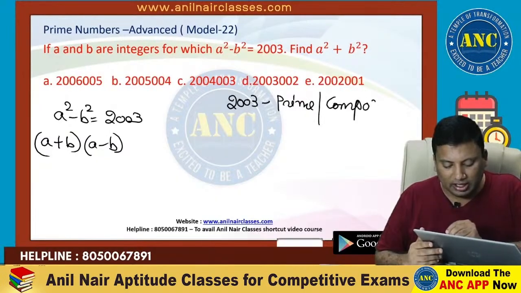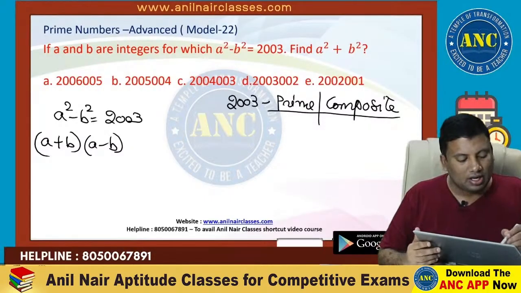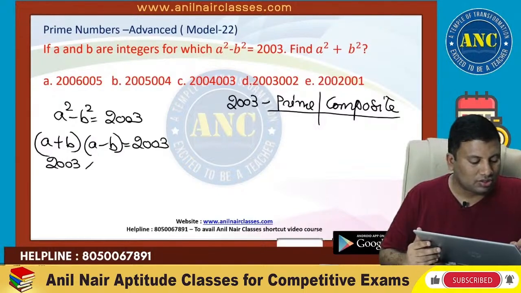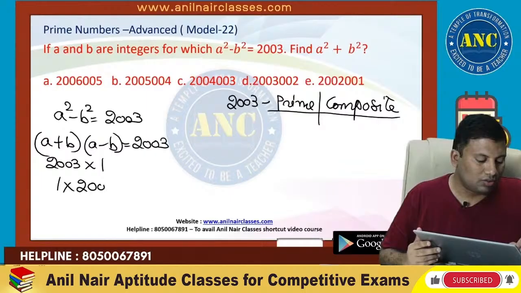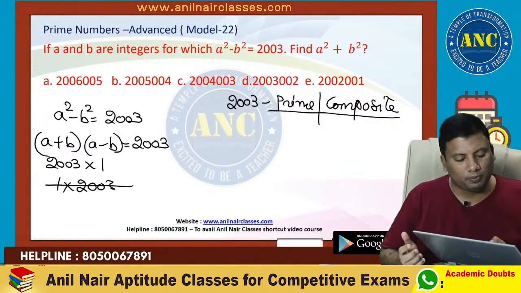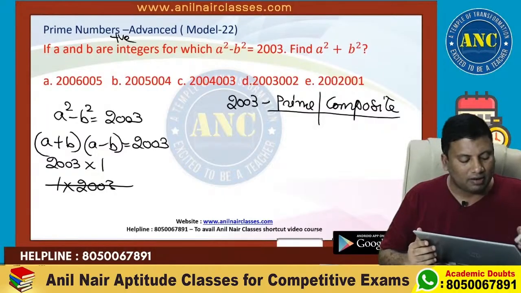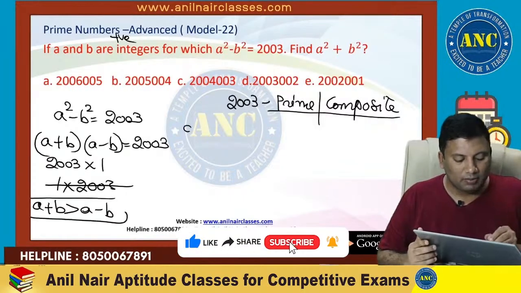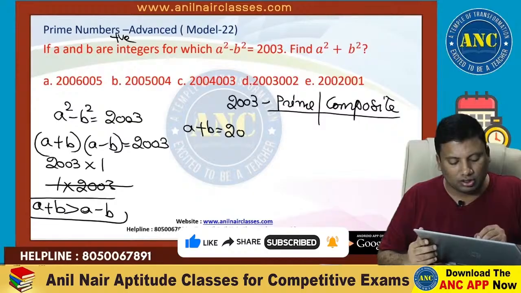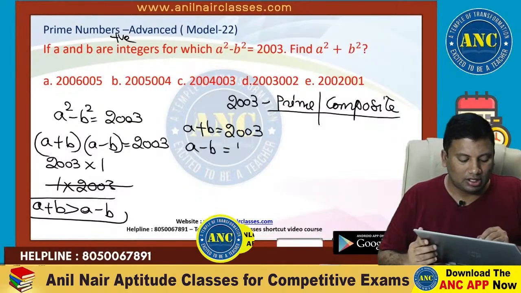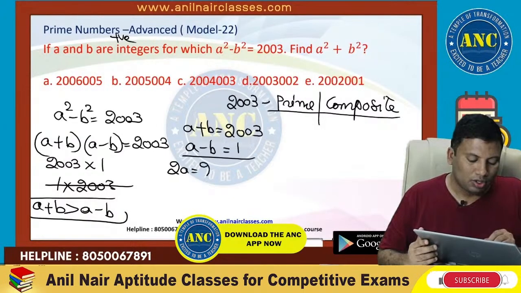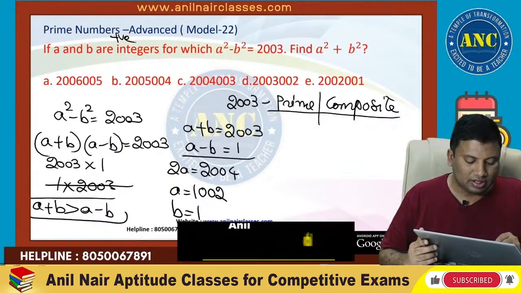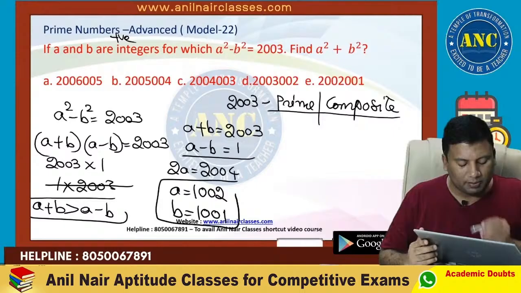Before checking, let us play around with the answer options. Assume that it is a prime number, since there is no answer option saying none of these. So 2003 is 1 into 2003. The sum of two natural numbers is always greater than the difference. That means A plus B is 2003 and A minus B is 1, so 2A equivalent to 2004. A is 1002 and B is 1001.